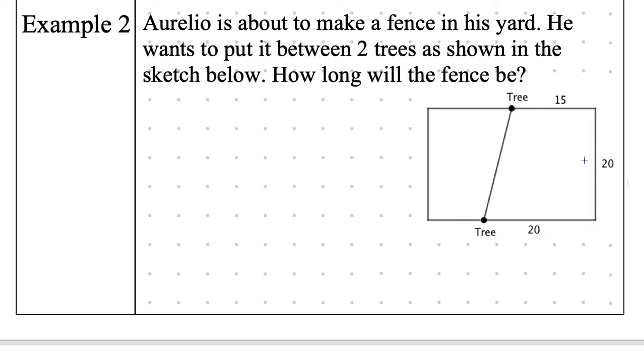So, talk with at least one other person. You may stand up. You don't have to stay seated. Go ahead and stand up. So, be careful. You can knock over my things. Go ahead and talk with at least one other person. Discuss a strategy, if not the process, of finding that hypotenuse.